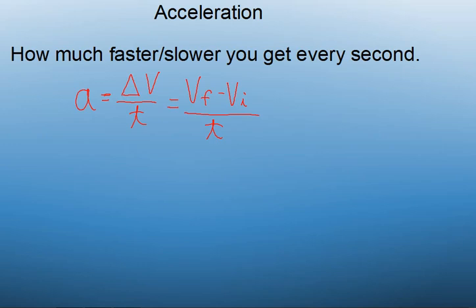So a nice and simple definition of acceleration is how much faster or slower you get for every second that goes by. And the exact formula for it is A equals delta V divided by T, where this delta just means change in. So if you want to find the change in velocity every second, well, it's just the final velocity minus the initial velocity divided by time. You actually probably already know this formula, and you don't even know that you know it. Let me prove it to you.